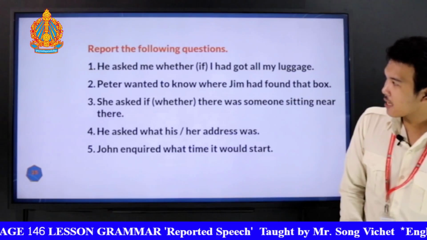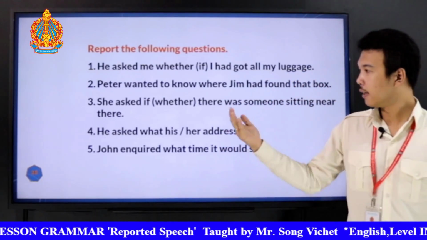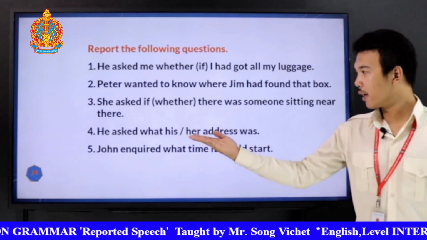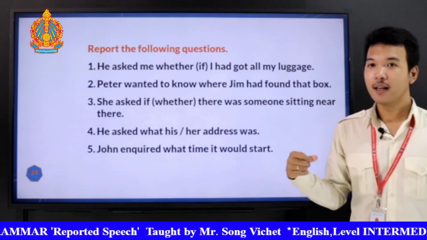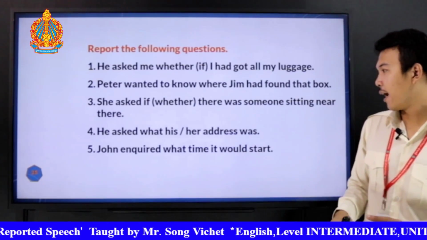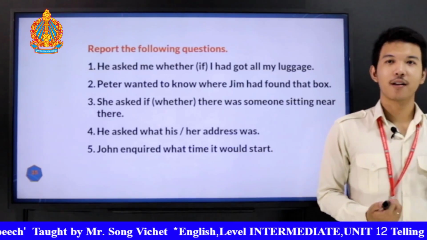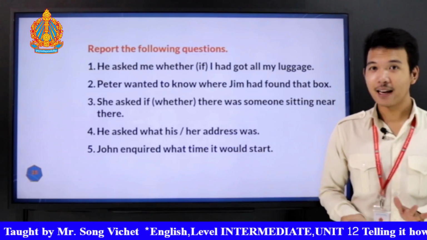And number 3, she asked if or whether there was. So there is to there was in the past. And number 4, he asked what his or her address. And the last one, John inquired what time it would start. So from will to would. Alright, you did a good job.